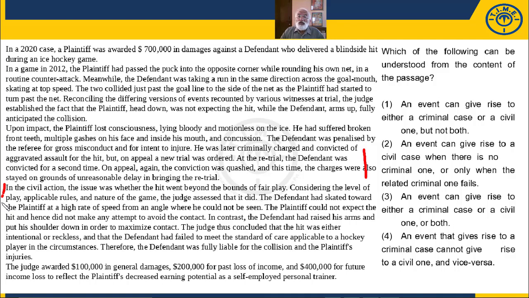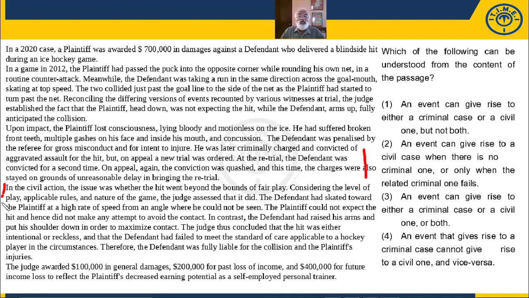An event can give rise to a civil case when there is no criminal one, or only when the related criminal one fails. Now we know that the civil case happened even though there was a criminal one, but we are not told anything to say that the civil case followed the criminal one. If you say in the following civil action, then I know, but we are not told that. So we know that they could possibly have been parallel. So I would rule out 2.